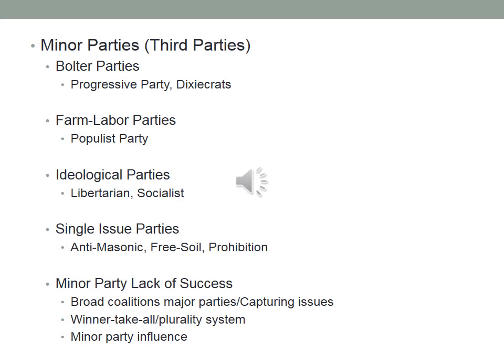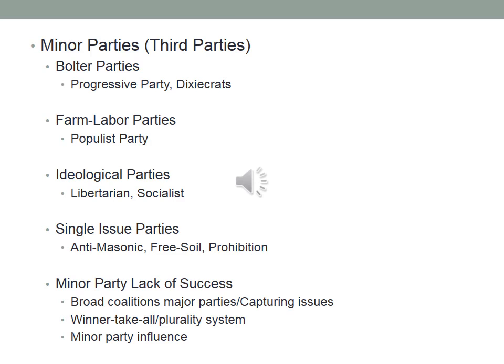Also, you have farm labor parties. The most notable is the Populist Party. The Populist Party was a coalition of people who supported policies that helped farmers and laborers, workers, union members, things like that.